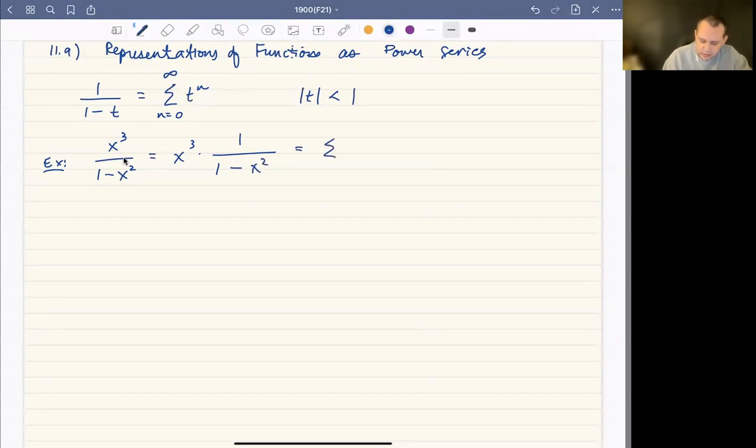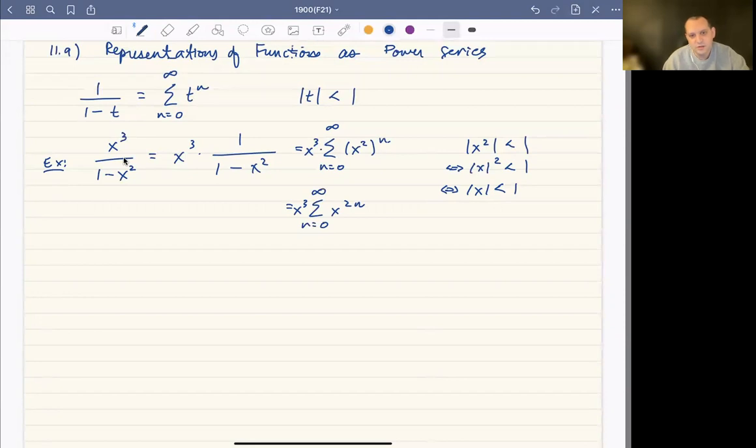So this is going to be x cubed times the sum of x squared to the n as n goes from 0 to infinity. And this formula is going to be valid if and only if the absolute value of x squared is less than 1, which is saying that the absolute value of x is less than 1. Okay, so these are all equivalent statements. And we can actually write this as x cubed times the sum of x to the 2n as n goes from 0 to infinity.